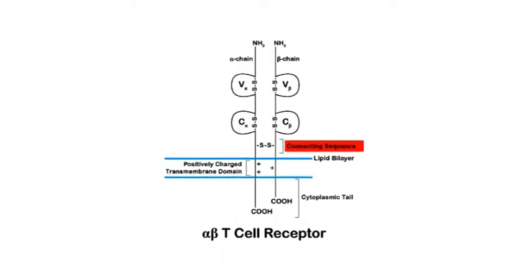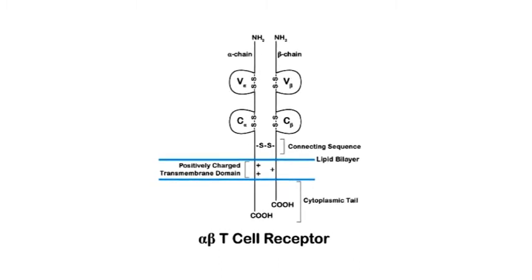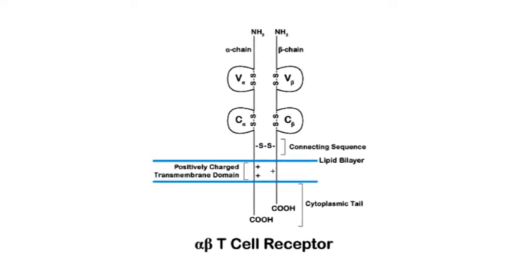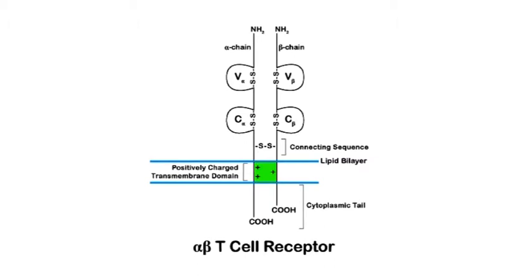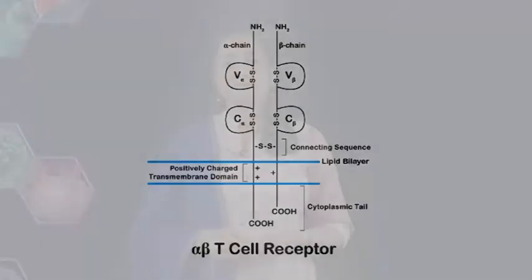Following the connecting sequence is the transmembrane sequence of about 21 to 22 amino acids, which anchors the TCR to the membrane. This transmembrane sequence in TCR is rich in positively charged amino acids, which help them to interact with the signal transducing CD3 complex. Finally, each chain in a TCR also has a cytoplasmic tail of about 5 to 12 amino acids in the carboxyl terminal, or the C terminal. The alpha-beta TCR is predominantly expressed by the T cells in the human and mouse.